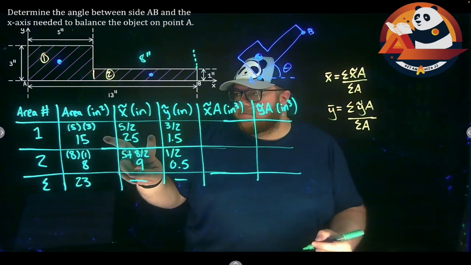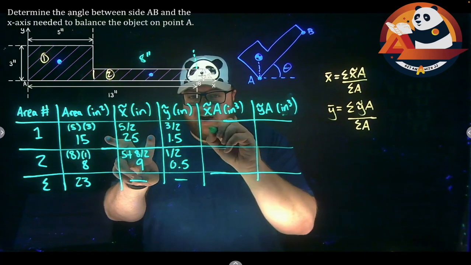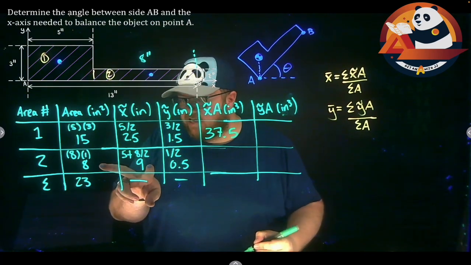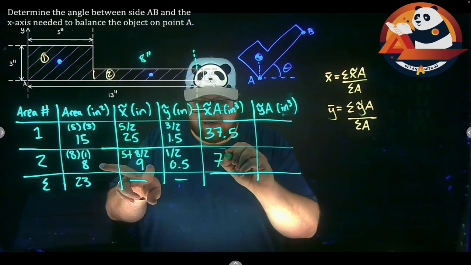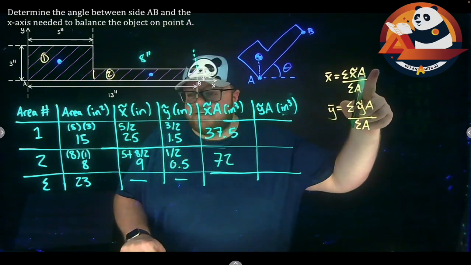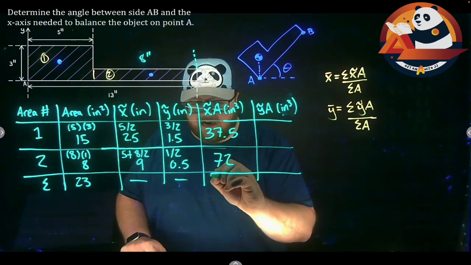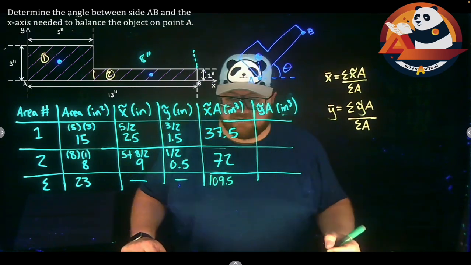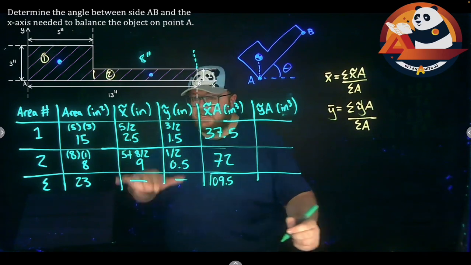X tilde times my area. 15 times 2.5 is 37.5. 8 times 9 is 72. And I have a sum of my x tilde a. Adding this up, I'll get 109.5. And y tilde a, same idea in here.